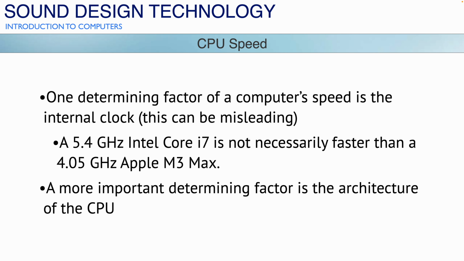Okay, speed. So you want the CPU to be fast. One determining factor of the computer speed is what's called its internal clock. This is how many times per second it can do math or make a decision. But because of this architecture issue, the clock has become a little misleading. It used to be that's all we really cared about. But then we kind of hit the limit.